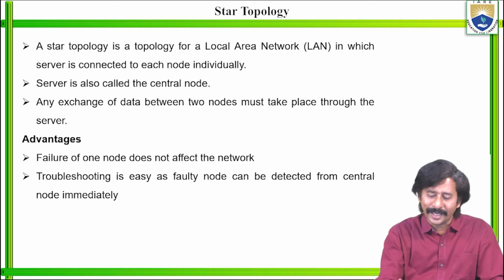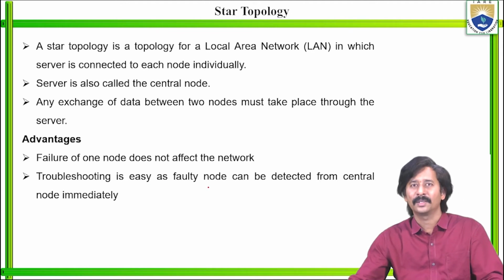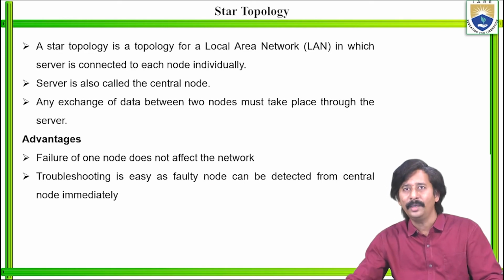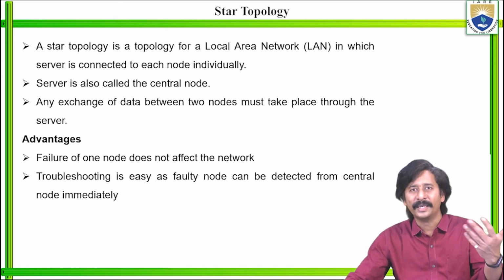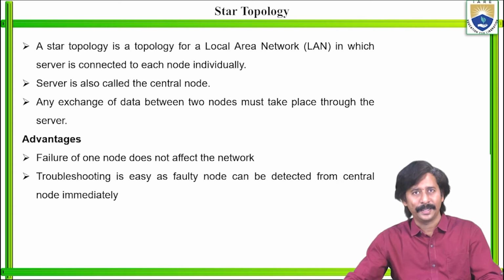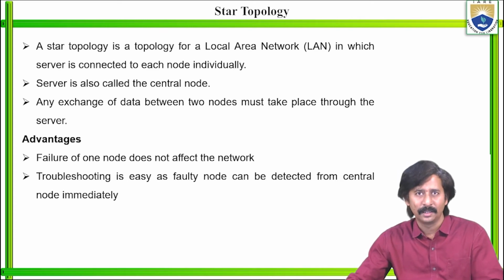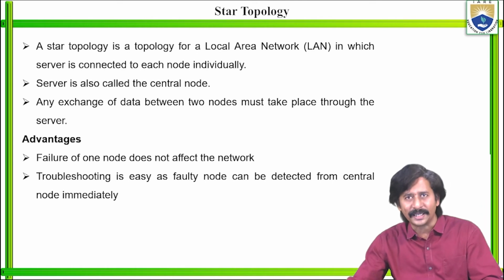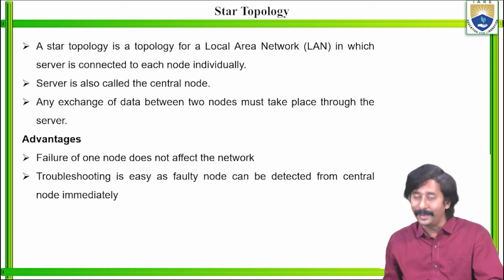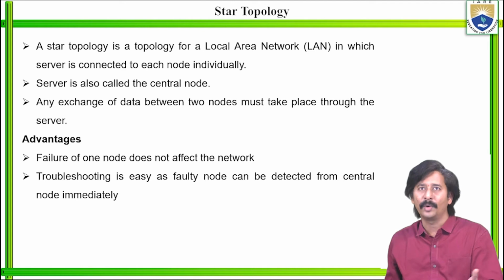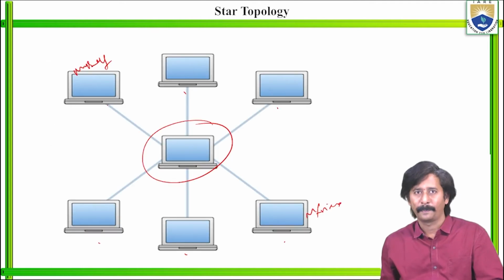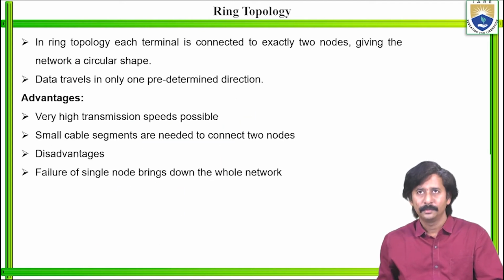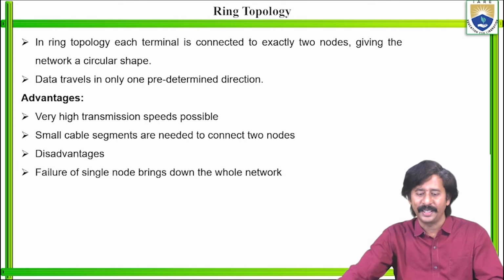Hence, the troubleshooting is also easy because we need to identify the faulty node and rectify that particular problem immediately. Here the server maintains all the information regarding the clients, which node is inactive and which node is active. So troubleshooting is easy as a faulty node can be detected from the central node immediately. That particular central node here we can call a server node. Good. Coming to the next one, ring topology.